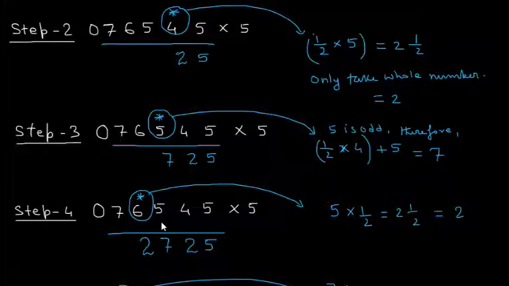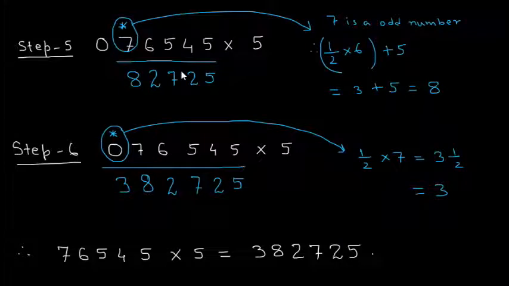So half of its next right hand side neighbor is 5. So half of 5 is 2, 1 by 2. So I put 2 here. So next number is 7, which is an odd number. So first we'll do the half of its next neighbor, that is right hand side neighbor, is 6. Half of 6 plus 5, because 7 is odd number. For odd number we add 5. So 3 plus 5, that is 8.